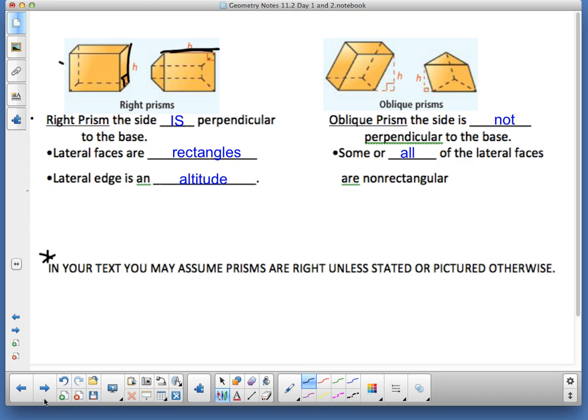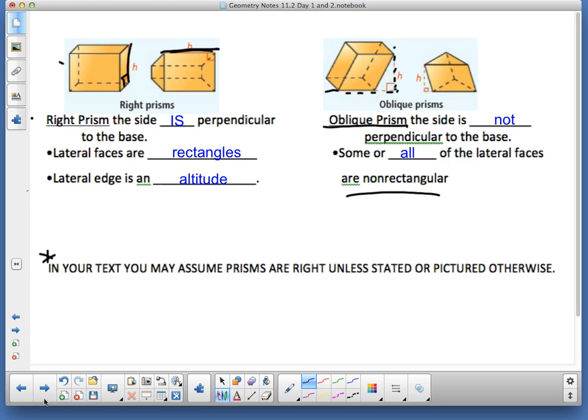Now, an oblique prism is one where the side is not perpendicular to the base. So we have a line containing the side of the base and the height. The height of an oblique prism is the distance between the two bases. It's the perpendicular distance. Some or all of the lateral faces are non-rectangular. They're more like parallelograms when we're talking about obliques.